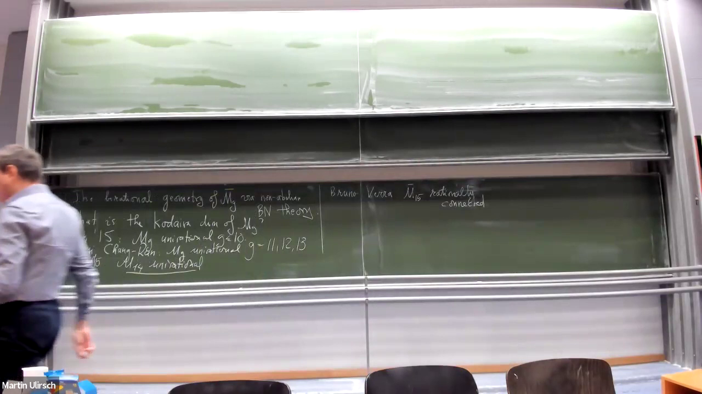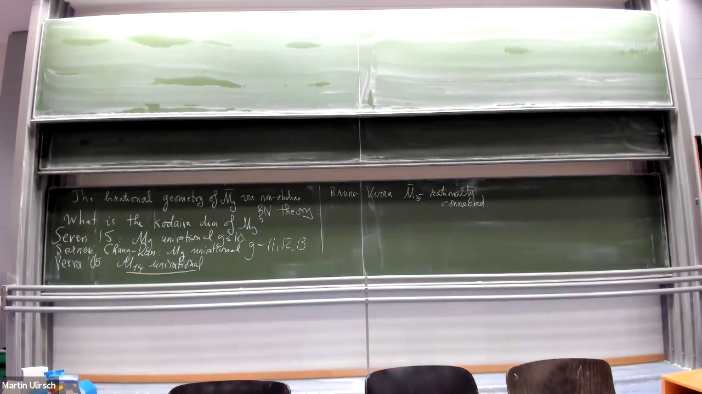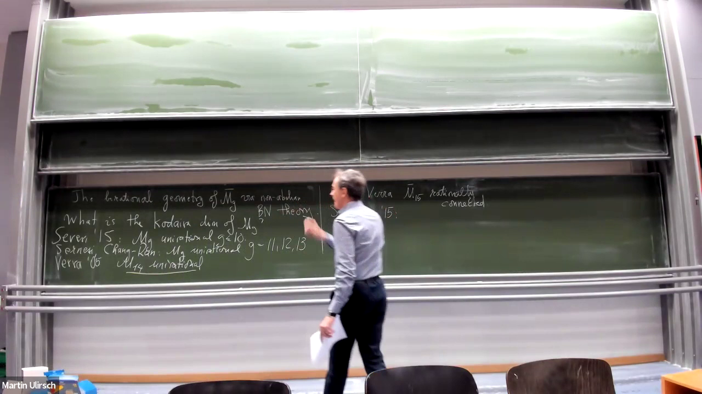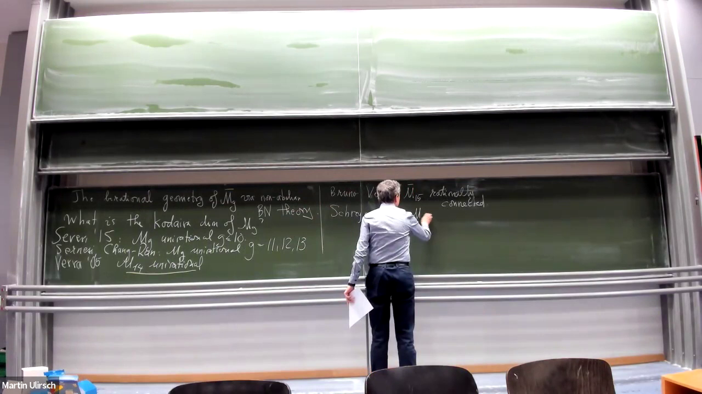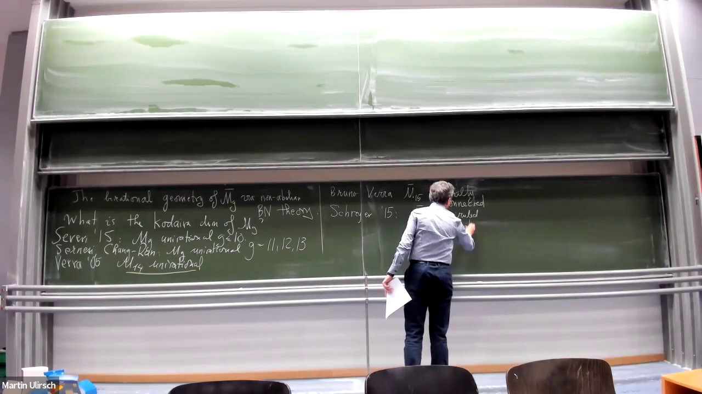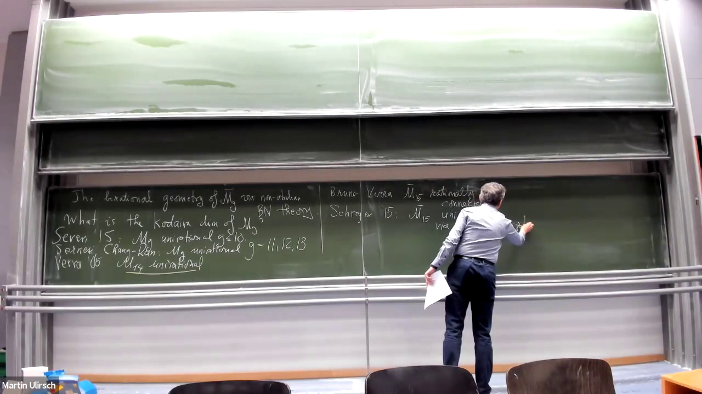So to summarize all these proofs, if I'm doing this survey, there is an approach by Schreyer, about 2015, who actually proved an outwardly more modest result, that M_15 is unirational, but it's a totally different approach. And this is via matrix factorization. There is a very nice circle of ideas that is brought into this field.